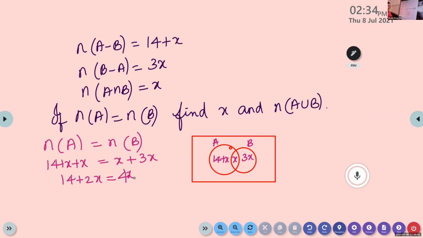Now simplify and find out x. Once you find x, find out what is n of A union B.